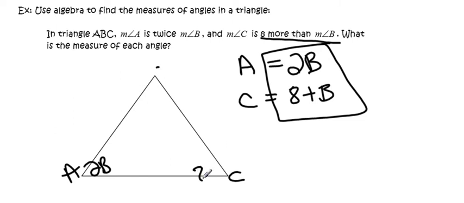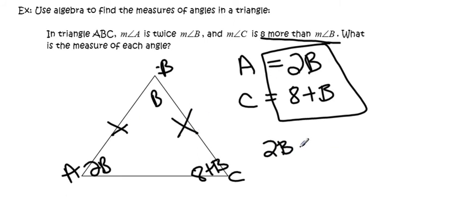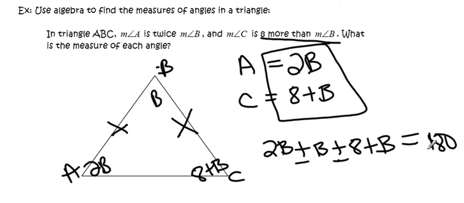It's going to be 8 more than B. And then of course we have just angle B. Now go back to your triangle sum theorem that says the sum of the three angles of a triangle, so 2B plus B plus 8 plus B, that's the sum of the three angles of a triangle, is 180 degrees.